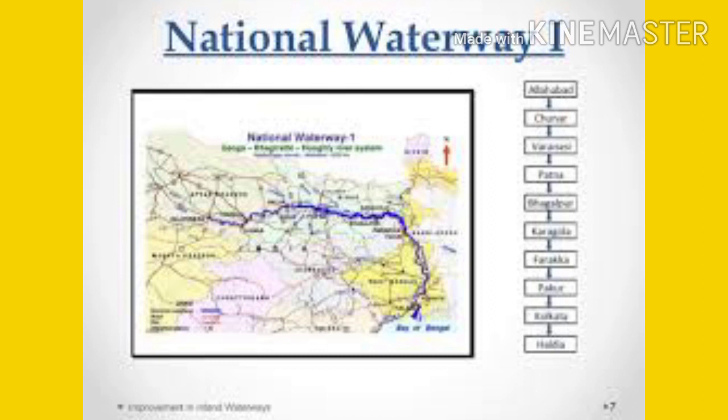It has a length of 1,620 kilometers. So National Waterway number 1 is on the Ganga River between Allahabad and Haldia, and its length is 1,620 kilometers.